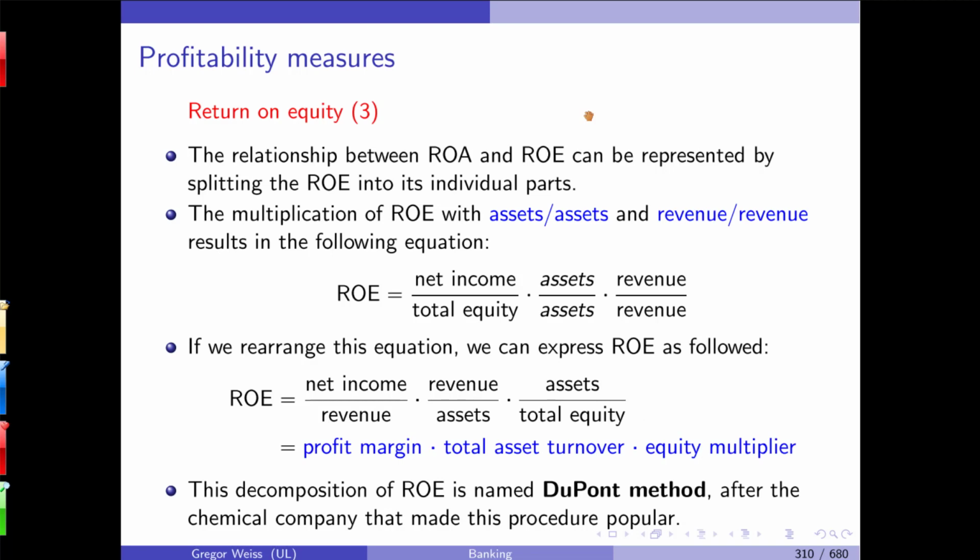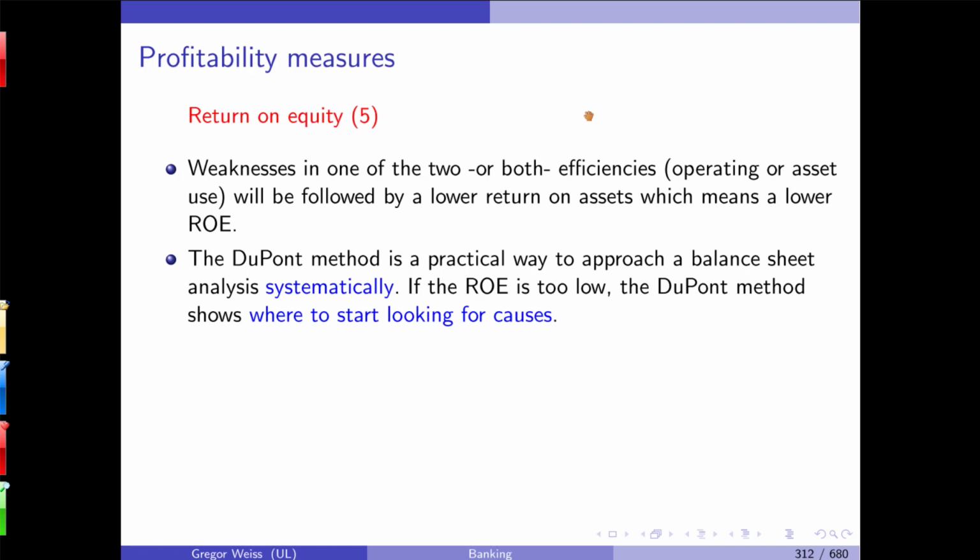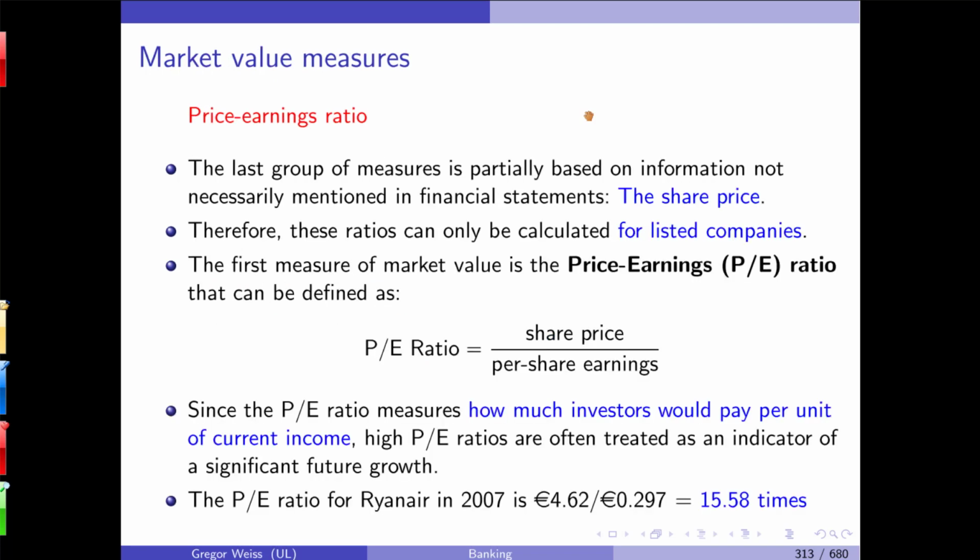And this is the DuPont decomposition of the return on equity. In this case here, 21% times 0.36 times financial leverage, and we have operating efficiency, asset use efficiency, and financial leverage as the 3 levers to control the return on equity. Okay. You don't need this.